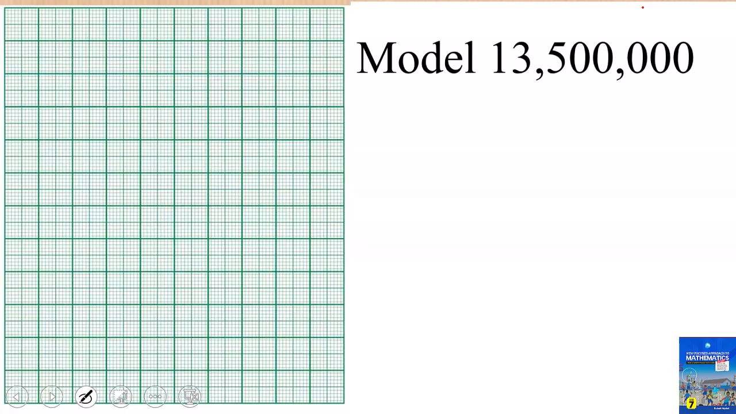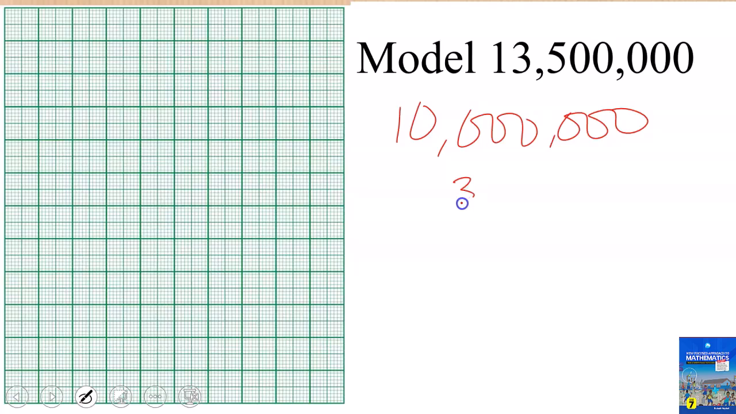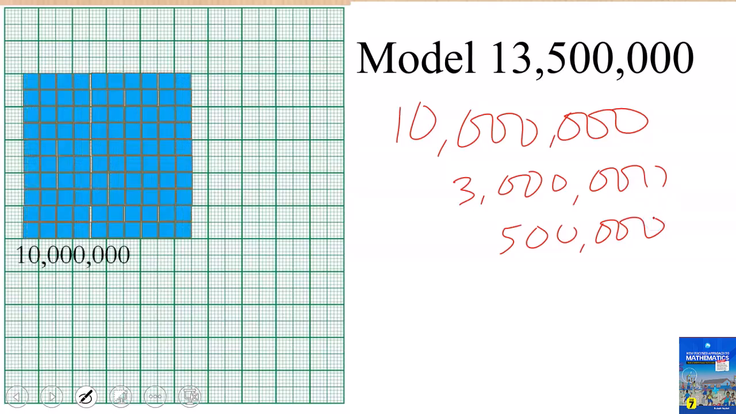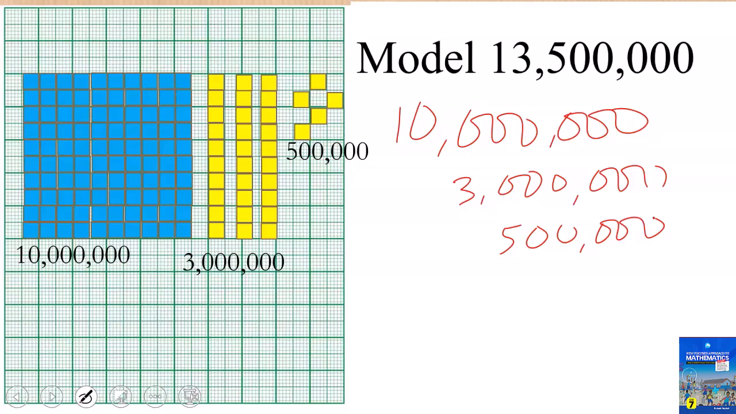13,500,000. And so 13 million simply means we need 10 million, then again we need 3 million, then again we need 500,000. So 10 million will give us this one. Then 3 million, so 3 of the longs, will give us that. Then we need 500,000, which means we need 5 of the 100,000. So that'll give us 500,000. So that is the model for 13,500,000.